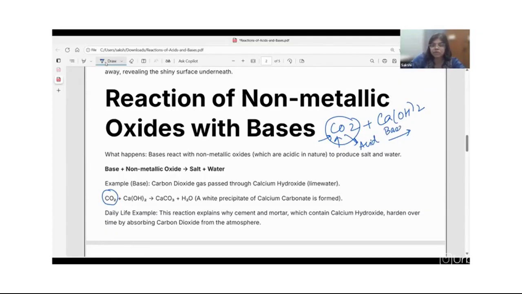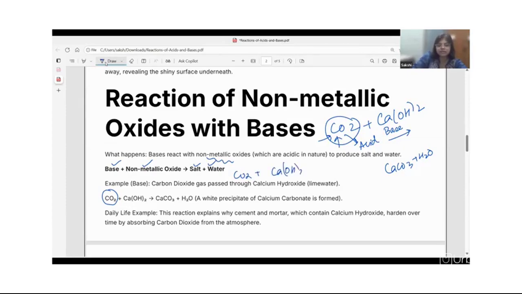So again, we are going to get an acid-base reaction. We are going to get a salt and water. So the salt here is calcium carbonate, and we get water, right? So when bases react with non-metallic oxides, which are acidic in nature, acid and base produce salt and water. So we have base and non-metallic oxide giving us salt and water. So when carbon dioxide is added to calcium hydroxide.